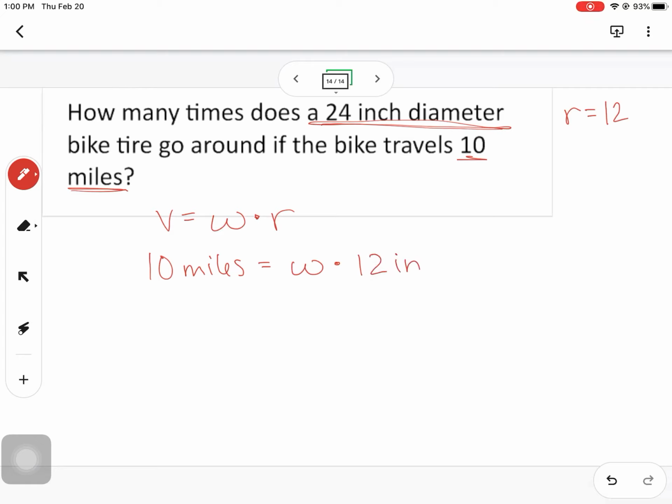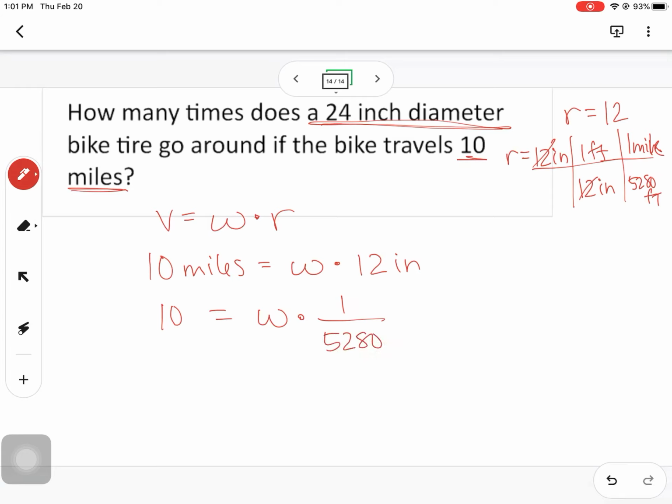To solve this, I do need to make these numbers agree. So 10 miles and 12 inches, I can't keep them both like that. So you either need to convert miles into inches or inches into miles. I'm going to convert the inches into miles because we've already done that a couple times. It's 1 foot, and then 5,280 feet is 1 mile. You may notice those 12s just cancel out. So this is just 10 equals my omega times 1 over 5,280.